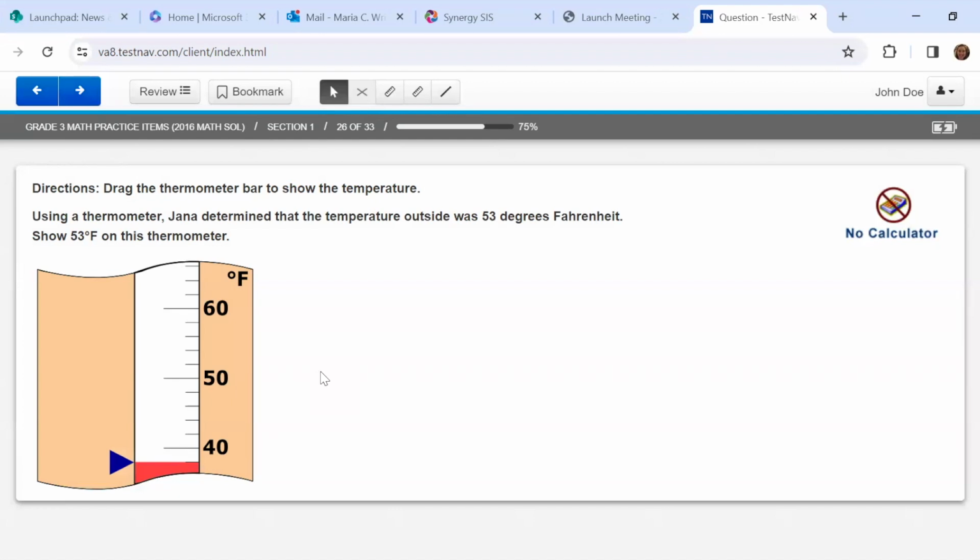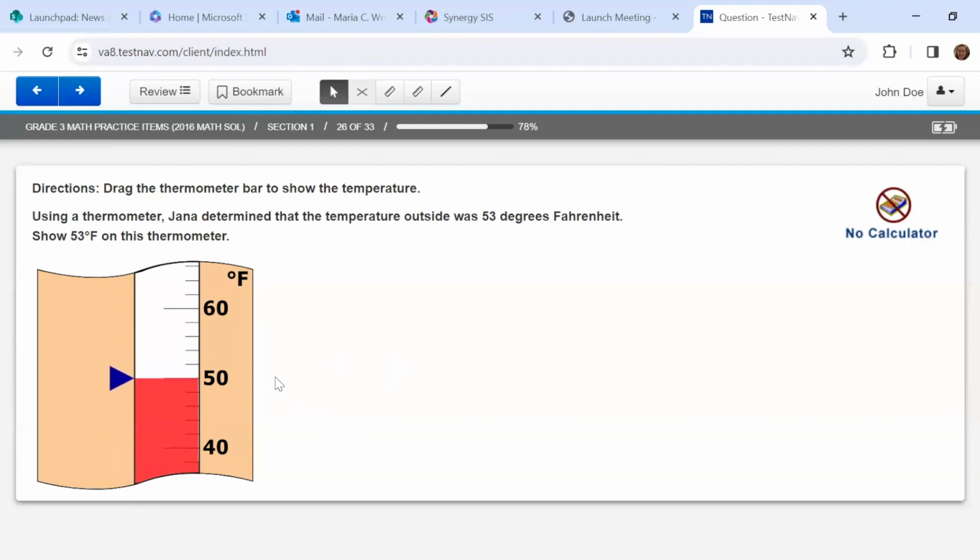Drag the thermometer bar to show the temperature. Using a thermometer, Jana determined that the temperature outside was 53 degrees Fahrenheit. Show 53 degrees Fahrenheit on this thermometer. So I'm going to click on the arrow and then drag it up. Okay, a common mistake is to just always assume that each of these tick marks is 1 degree. So if I just said, okay, easy, 50, 51, 52, 53, then that would be wrong.